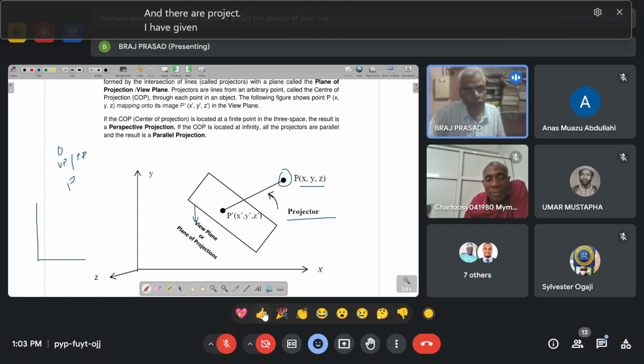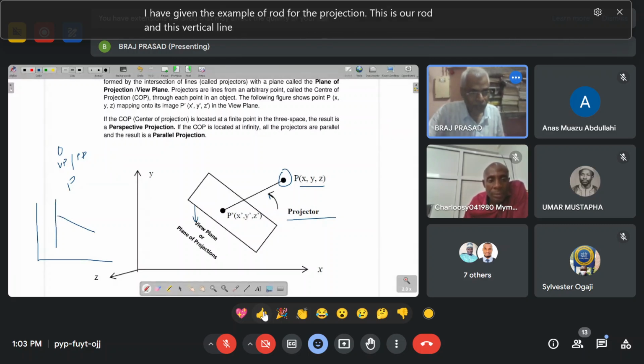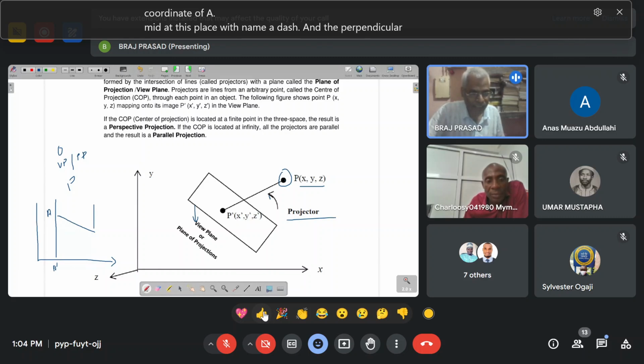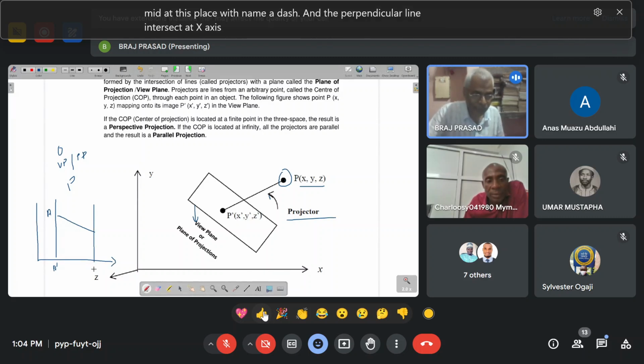I have given the example of a rod for the projection. This is our rod, and this vertical line intersects with the x line. So the coordinate of A is made at this place with the name A dash, and the perpendicular line intersects the x axis at B dash. So B dash is the new point of this B, and A dash B dash is the image of this AB, and this vertical or perpendicular line is called the projector.